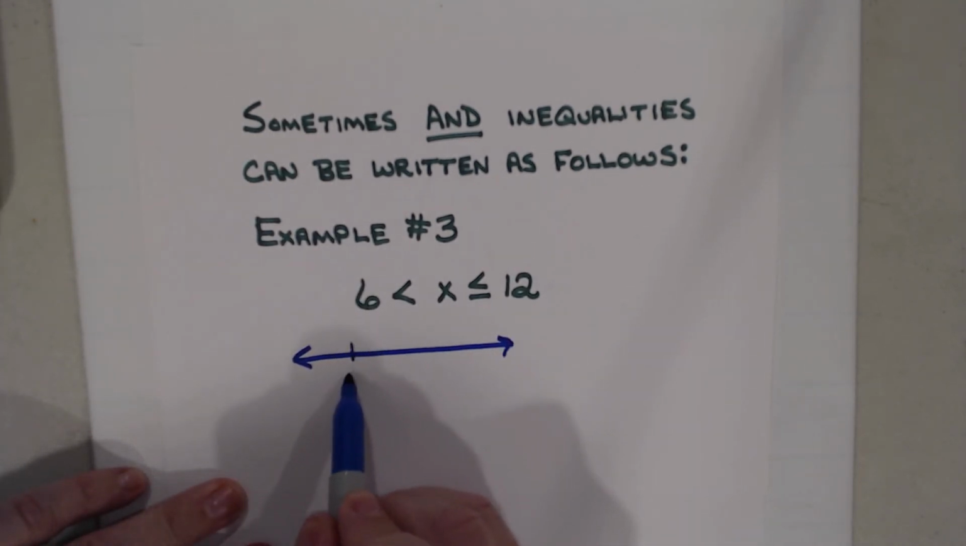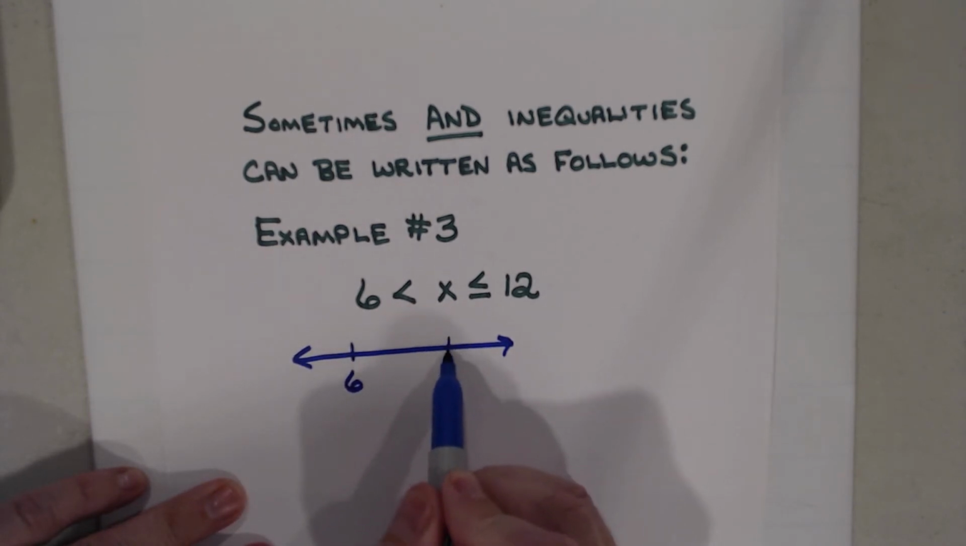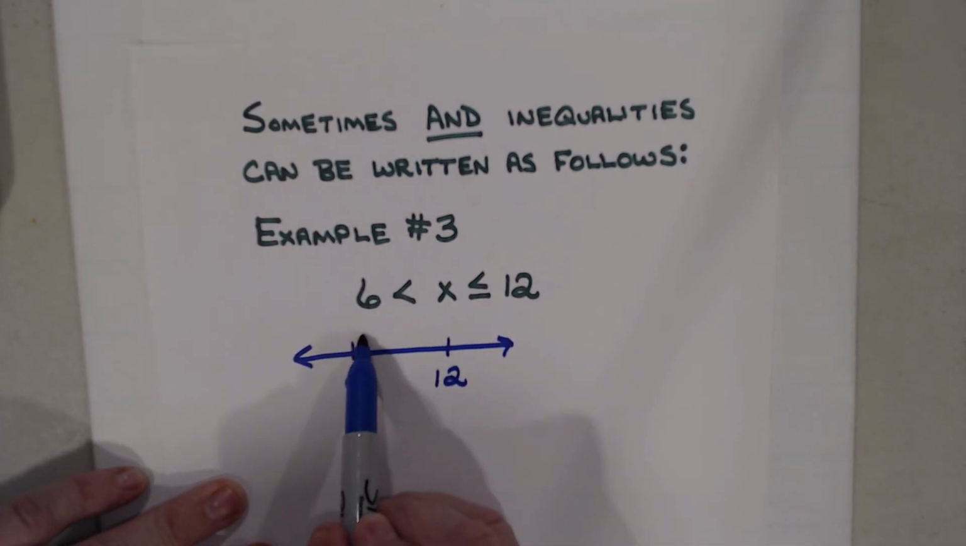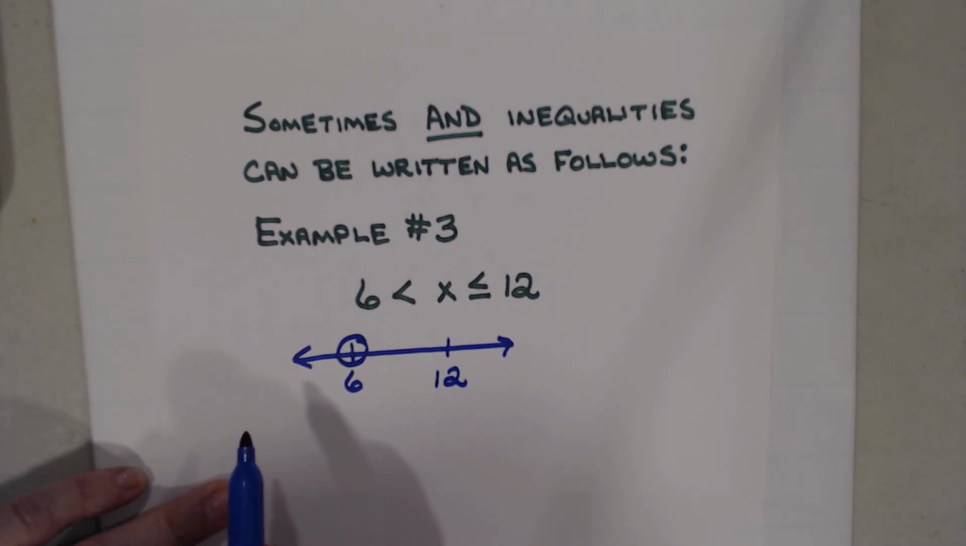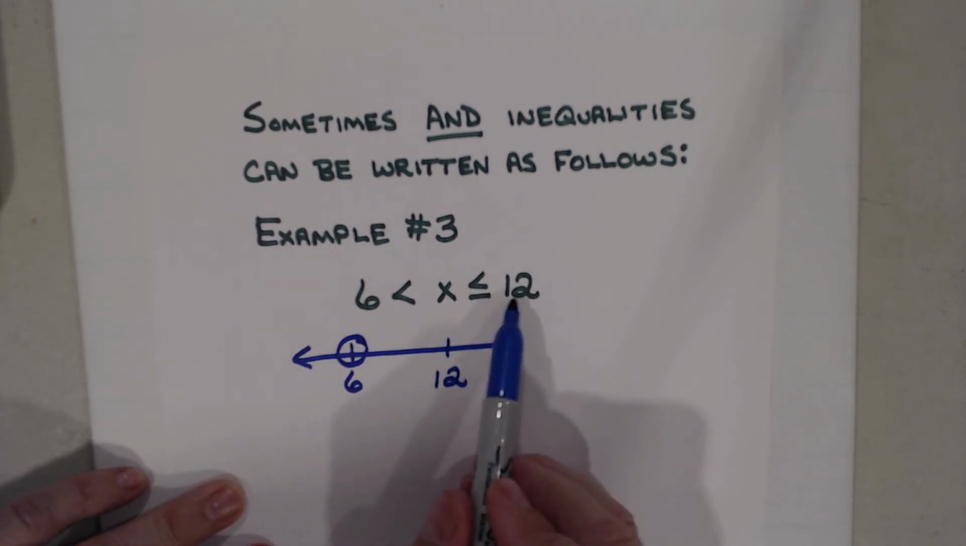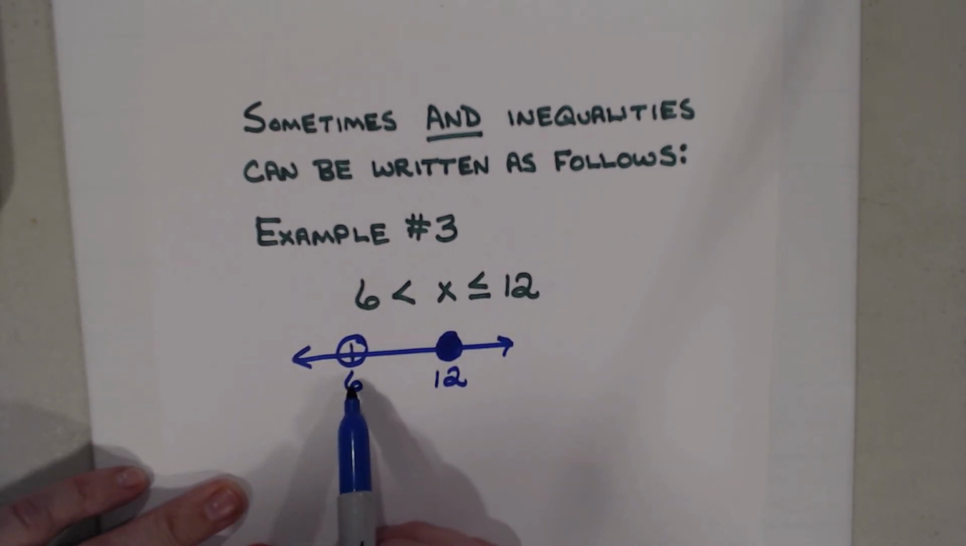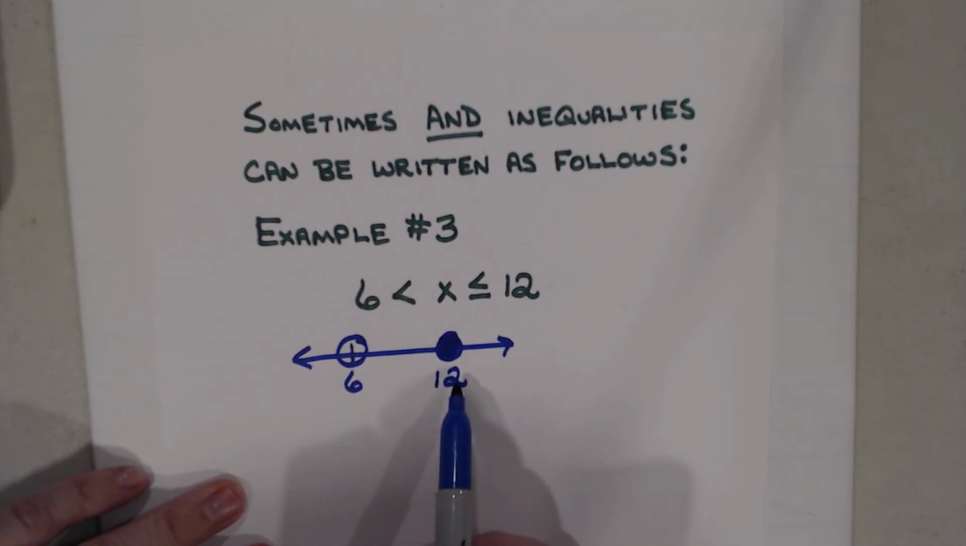Always graph the smaller number over here, the larger number over here. This symbol right here goes with the 6. That means I put an open circle on 6. This symbol right here goes with the 12. That means I put a closed circle on it. 6 is not an answer, but 12 is.